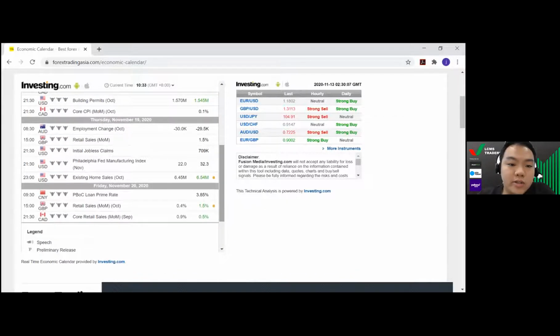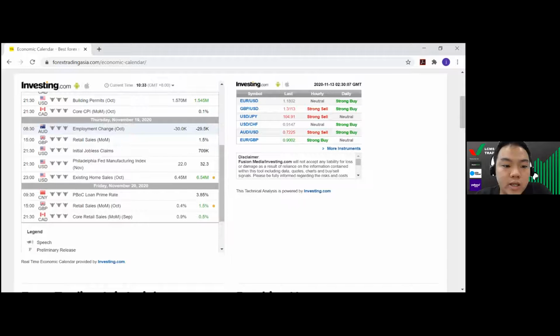Okay, we have Aussie employment change on Thursday morning. What I'll be looking out for is how would this affect Aussie? Will it continue coming down for the Aussie US to break the next support, or will it bounce back upwards?